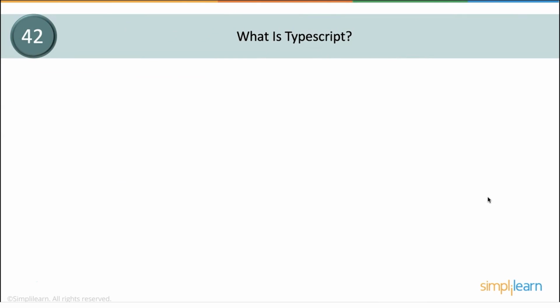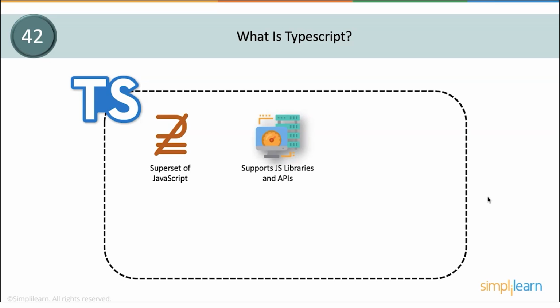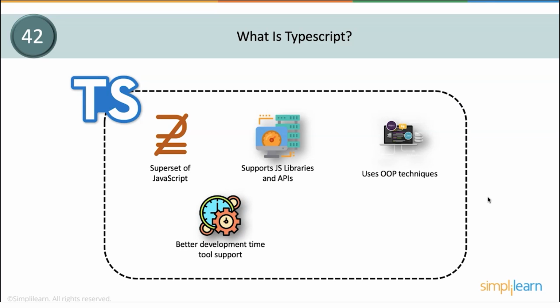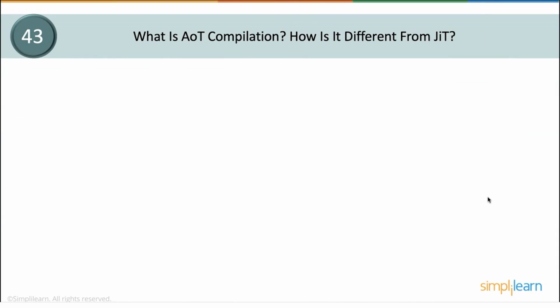TypeScript is, I would say, a language which is used by Angular to develop Angular components, services, pipes, decorators, and multiple things. It is a superset of JavaScript, and it supports JavaScript libraries and APIs. It is purely object-oriented in nature, uses object-oriented principles, has better development time, is fast to load, and has additional features over JavaScript for sure.